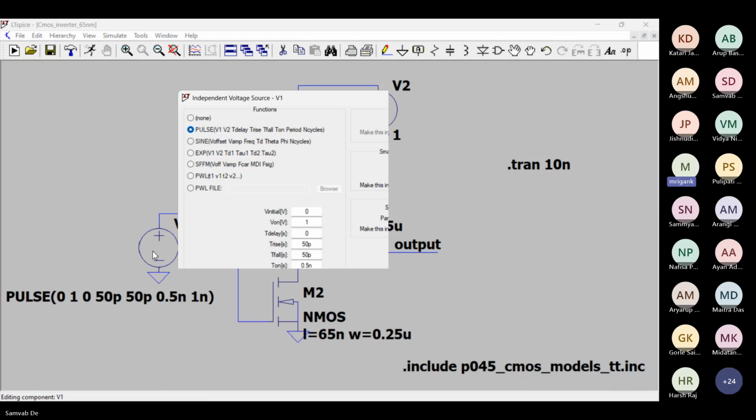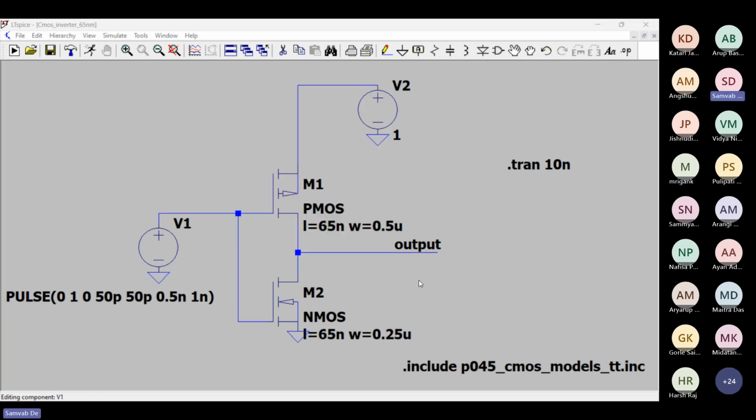Now open that window. Yes, so here you can see the parameters. The initial voltage, V initial, and V on, that means the high level that is given. Delay is 0. Right now you don't have any delay included in the waveform, so it will start from t equal to 0. Rise time and fall time are 50 picoseconds, and the duration of t on, that means the pulse width, is 0.5 nanosecond. Okay, is there any other parameter, or can you scroll down? No more parameters, sir. These are the parameters.